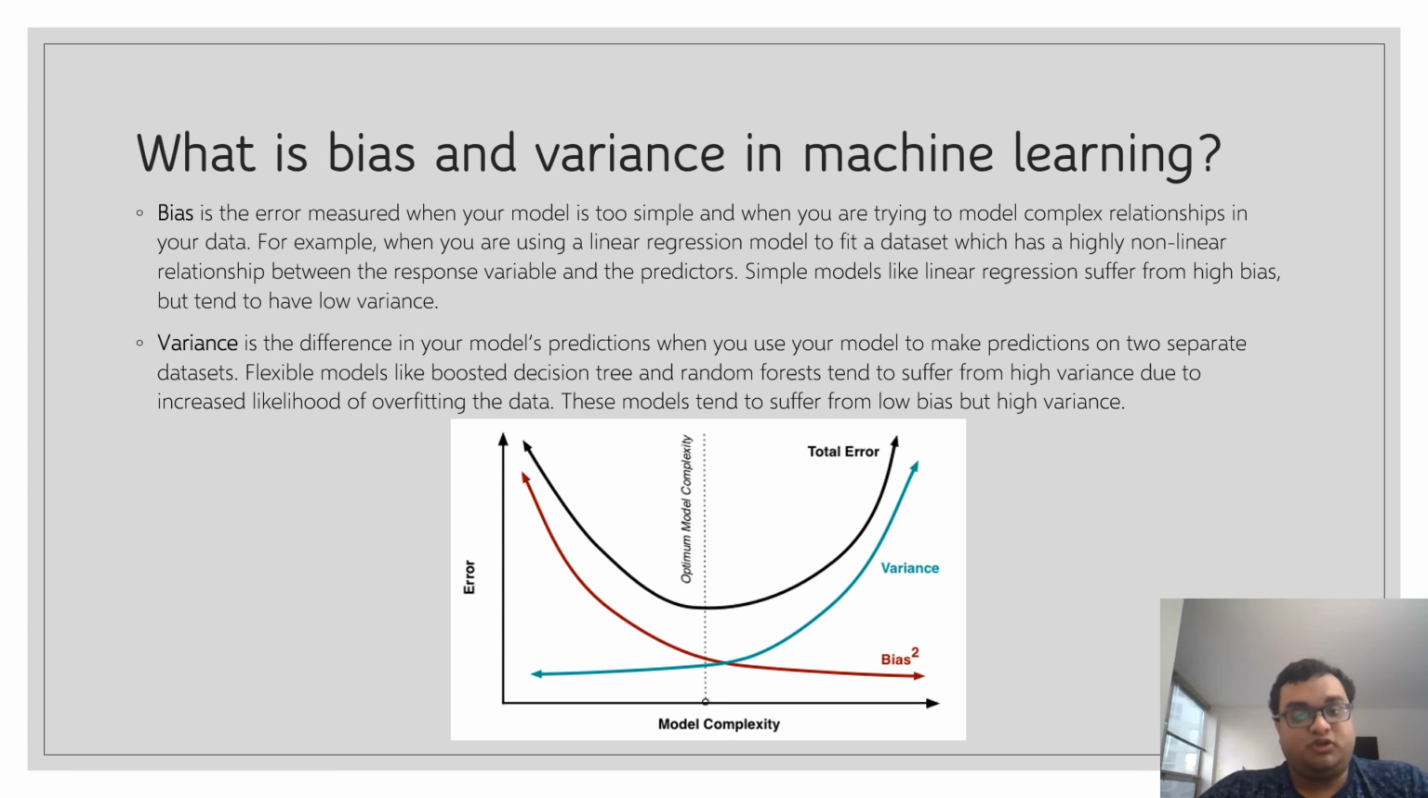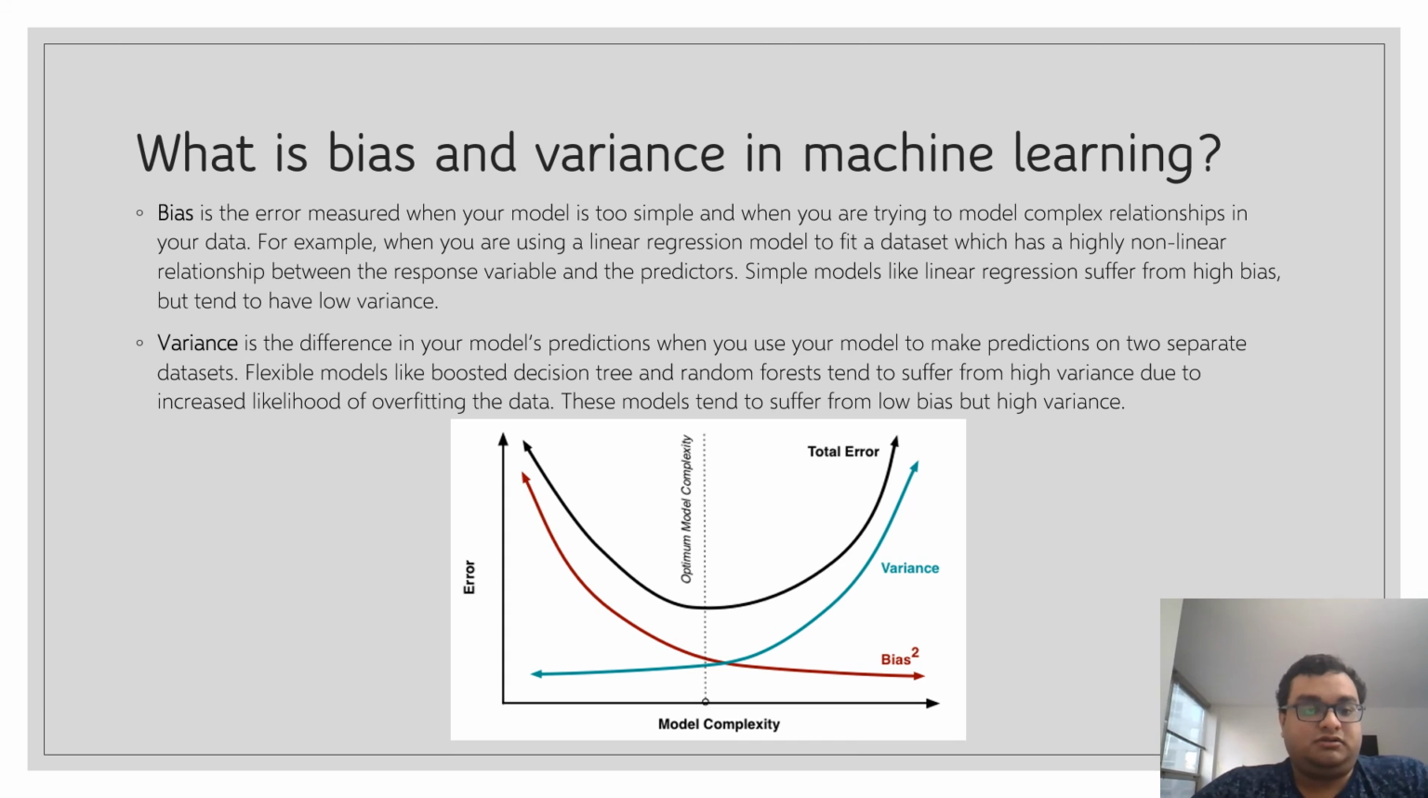So this brings us to the question, what is bias and variance in machine learning? Bias is the error measured when your model is too simple and you're trying to model complex relationships in your data. For example, when you are using a linear regression model to fit a dataset which has a highly nonlinear relationship between the response variable and the predictors. In this case, simple models like linear regression suffer from high bias but tend to have low variance.